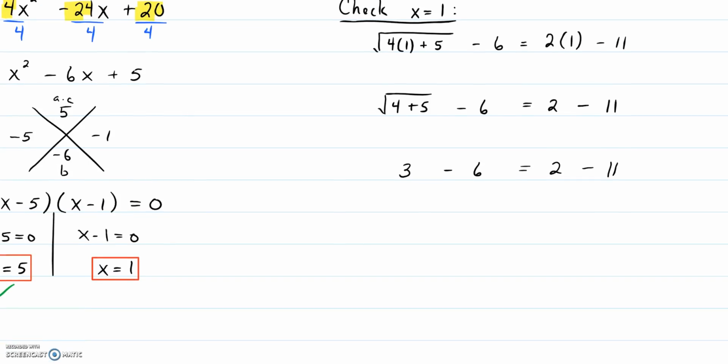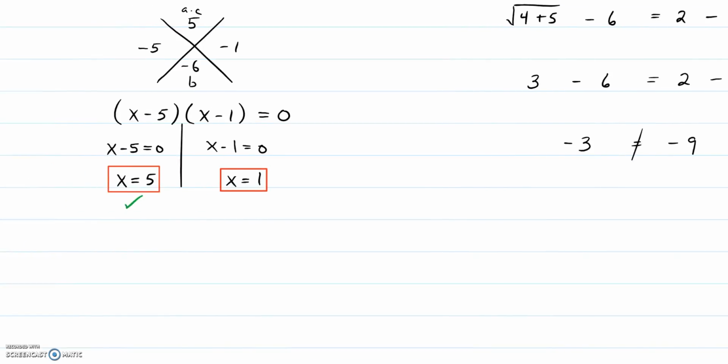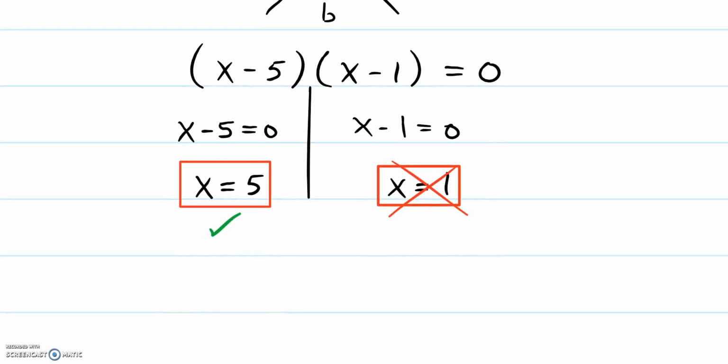Let's see. 3 minus 6 is negative 3. This doesn't look like it's going to work. 2 minus 11 is negative 9. And so the left side does not match the right side. So we don't have a solution if x is 1. This one, we can go ahead and exclude. And so the only solution that we have is just x equals 5.